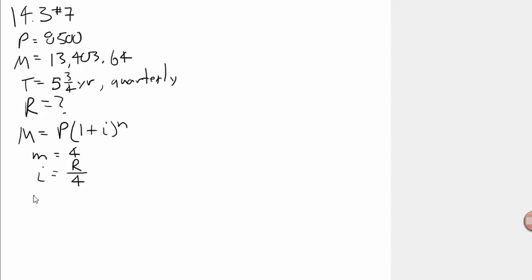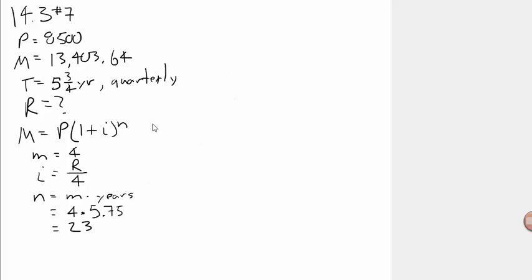N is M times the number of years. Do we know that? Yes, we do. M is 4, and years are 5 and 3/4. So N is 23, the total number of compounding periods. Does that look right? 5 times 4 is 20, and that's another 3. Yep, okay.